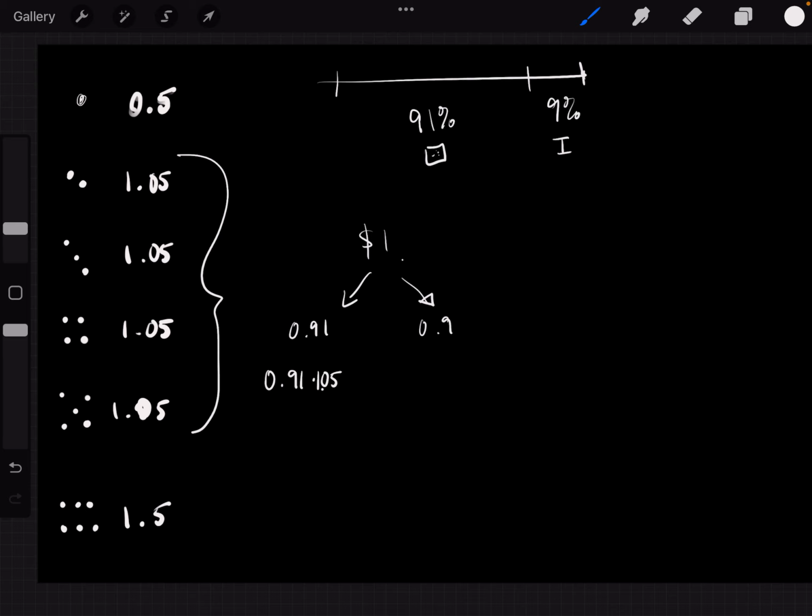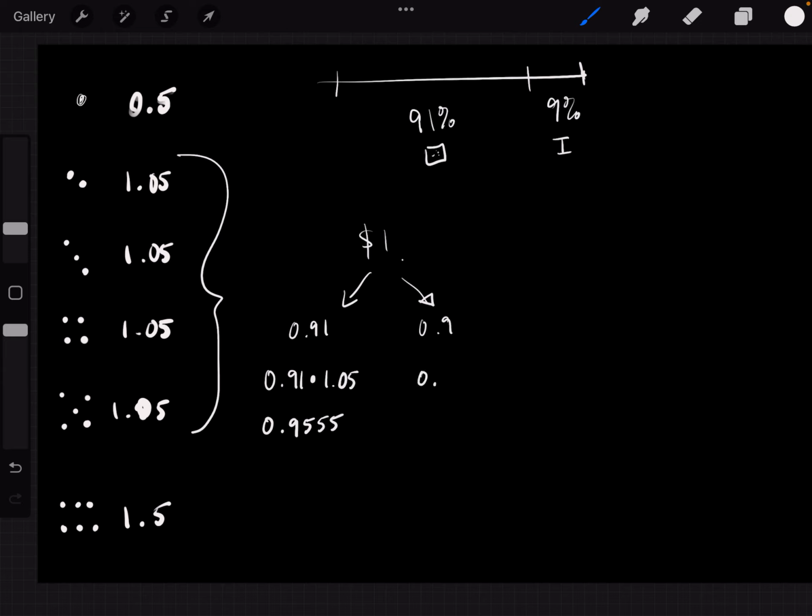0.91 multiplied by 1.05 is 0.9555. Let me write that a bit more clearly. There we go. Now, when you roll a 2, 3, 4, 5, you don't get anything from the insurance premium. It just takes your money away because that's how much the insurance costs.